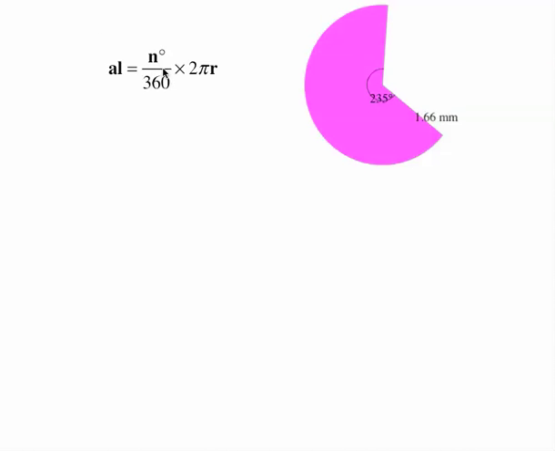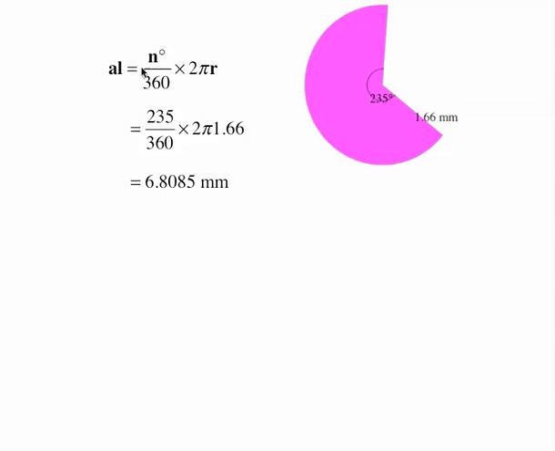Arc length is a fraction, and this is the fraction, n degrees out of 360. Very straightforward. So n degrees out of 360 is your fraction, times the circumference, 2 pi r. So n degrees is 235 degrees, as we can see here, out of 360, times 2 times pi times the radius. And so that's calculator work.